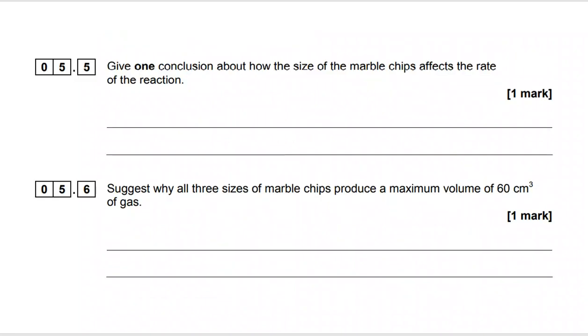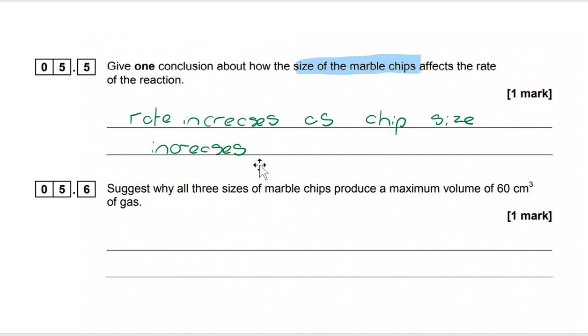On to 5.5, give one conclusion about the size of the marble chips' effect on the rate of reaction. You'll notice the rate increases as chip size increases. Is that right? There's a little bit of a common error at play there. We are being asked about the size of marble chips. Now, as marble chips get smaller, their surface area increases. So rate increases with an increased surface area. So the rate increases as the chip size decreases, because that is what the question asked.